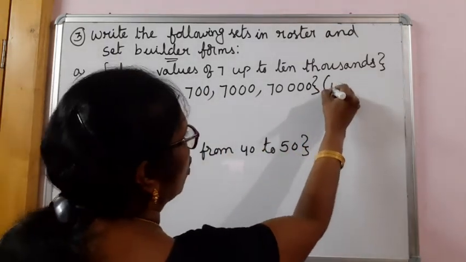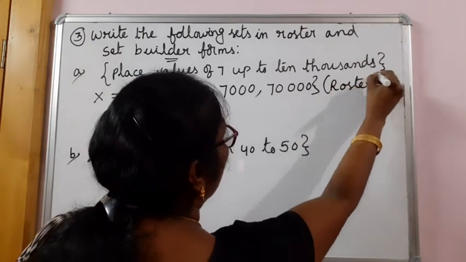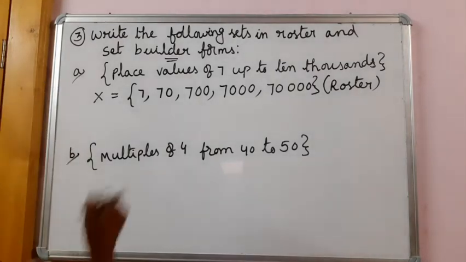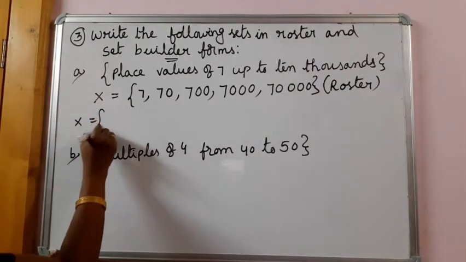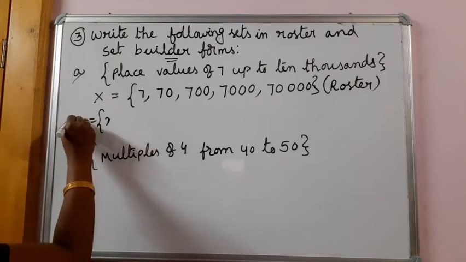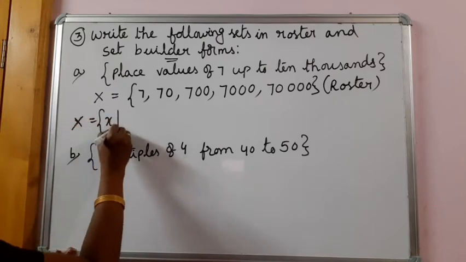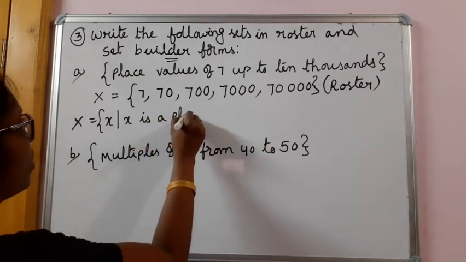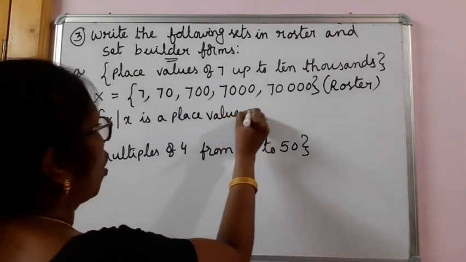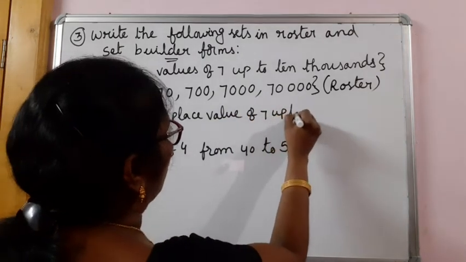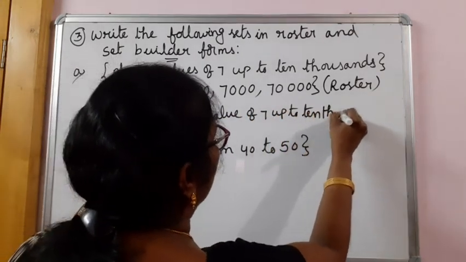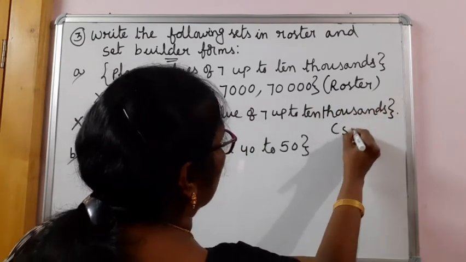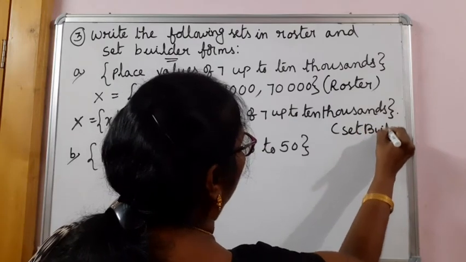This is roster form. Now let me write in set builder form. Set builder form is very easy. We can write X is equal to, so this one capital X, name of the set, such that simply we can write this. X is a place value of 7 up to 10,000s. In this case, we cannot write in any other way. This is your set builder form.